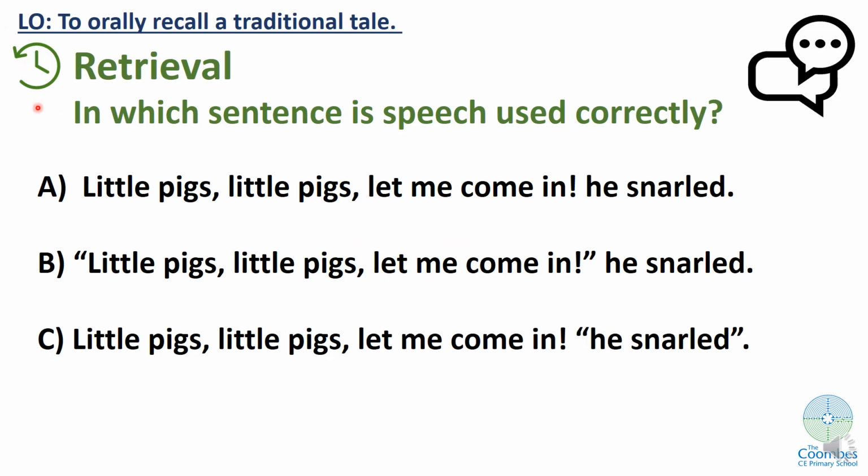But as always, let's start with a retrieval practice. And this is something that you did last week. So fingers crossed you can remember it. So your retrieval question for today is in which sentence is speech used correctly? We've got A, B and C. And they all say, little pigs, let me come in, he snarled. So you need to think carefully, where are the speech marks in the correct places? Pause the video and chat to your grown-up before I reveal the answers.